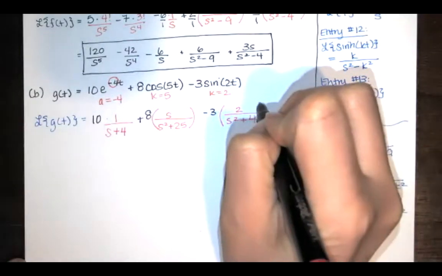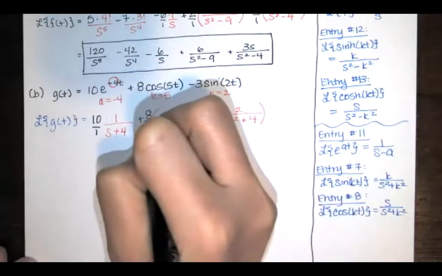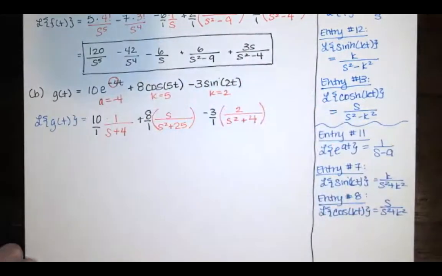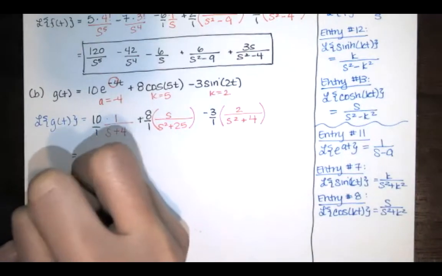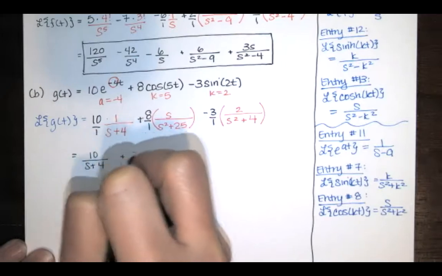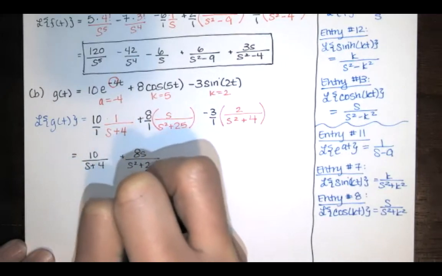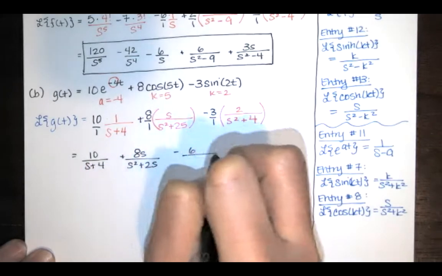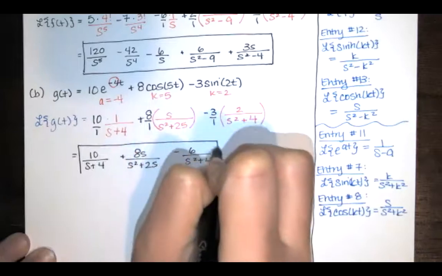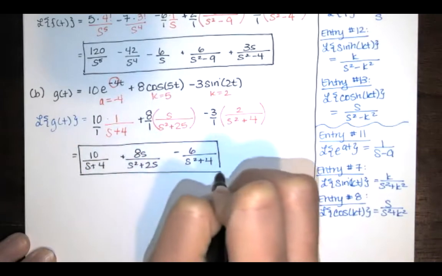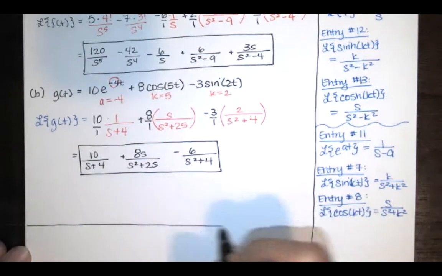2 squared is 4. And if you want, you could write each of these as itself over 1. So when you multiply straight across, this is what you get: 10 over s plus 4, plus 8s over s squared plus 25, minus 6 over s squared plus 4. And that is that piece. Now that is the end of problem number 2.